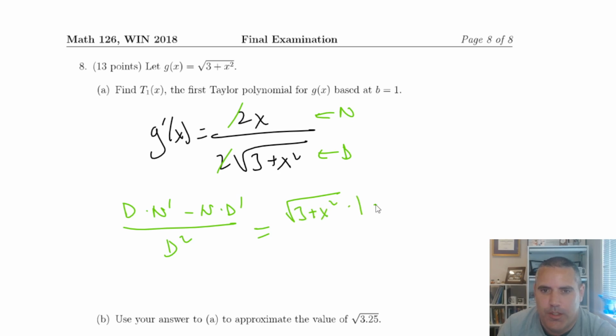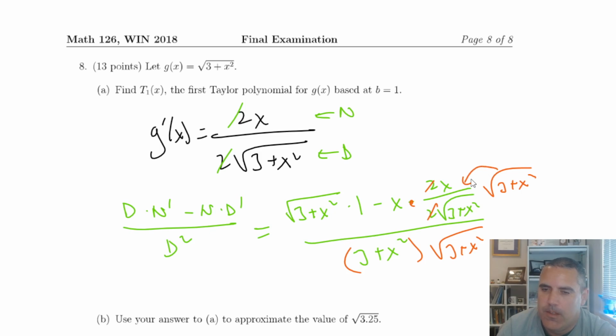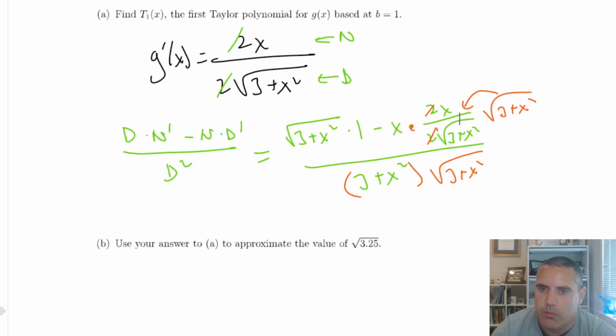So this is going to be 1 minus numerator. Derivative of the denominator is 2x over 2 square root of 3 plus x squared over the denominator squared, which is 3 plus x squared. That looks terrible. But part of the reason it looks terrible is because I have a fraction inside of a fraction. So I'm going to multiply top and bottom by 3 plus x squared. And it does indeed simplify, because that's going to be a 1. And the other one is 3 plus x squared.